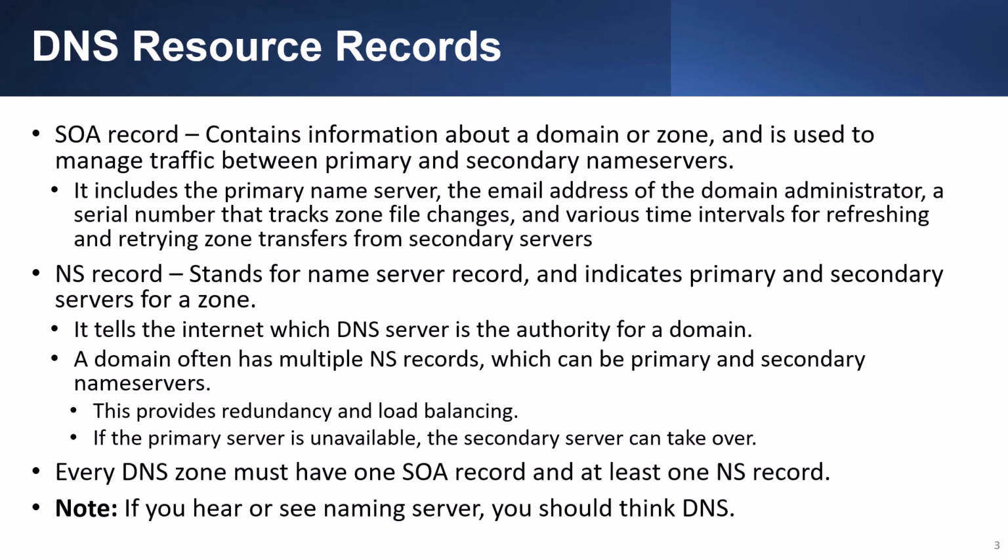The NS record stands for Name Server Record and indicates primary and secondary servers for a zone. It tells the Internet which DNS server is the authority for a domain. A domain often has multiple NS records, which can be primary and secondary name servers. This provides redundancy and load balancing. If the primary server is unavailable, the secondary server can take over. Every DNS zone must have one SOA record and at least one NS record. Note, if you hear or see name server, you should think DNS.